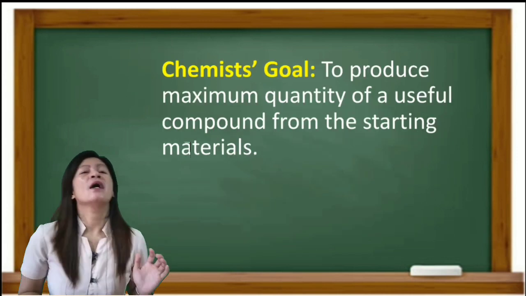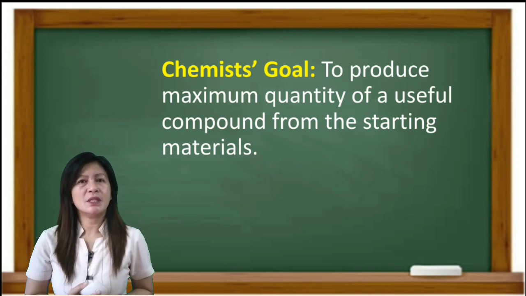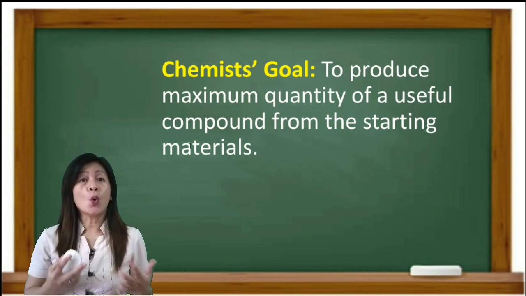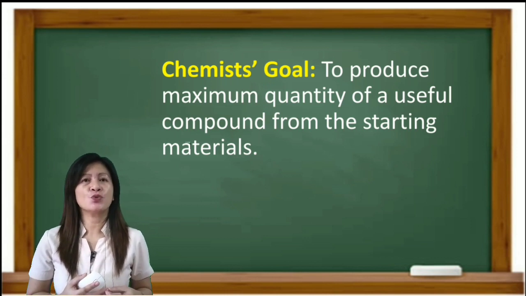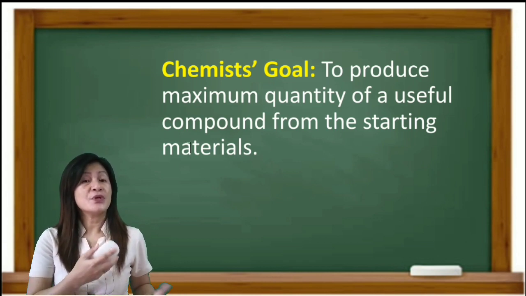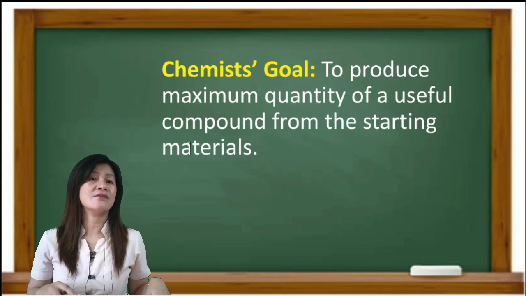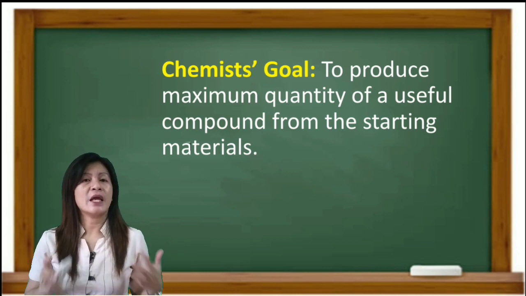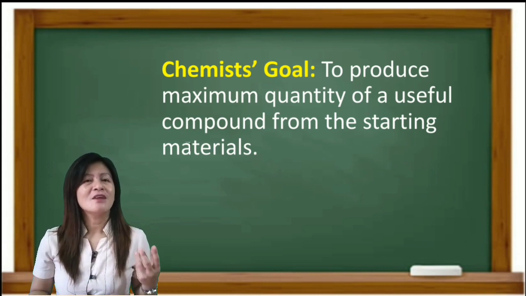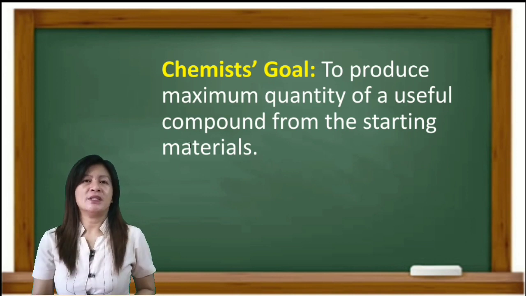To start with, let's have the reason why we are discussing limiting and excess reagent. A chemist's goal is to produce the maximum quantity of a useful compound from the starting materials. To maximize the amount of products from the available reactants, chemists identify limiting reagents. For economic reasons and for mass production, the identification of limiting and excess reagents is important.